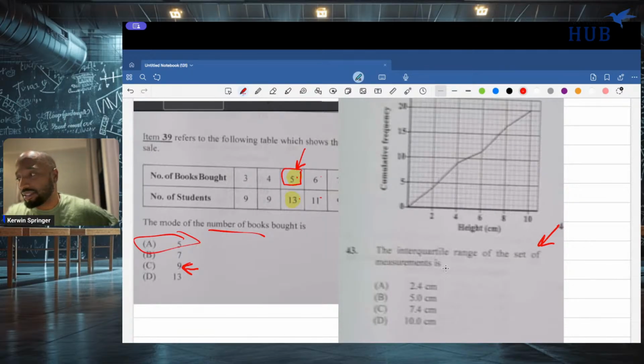The interquartile range of the set of measurements is what? So the median will be about 5. Quartiles are going to be here and here.